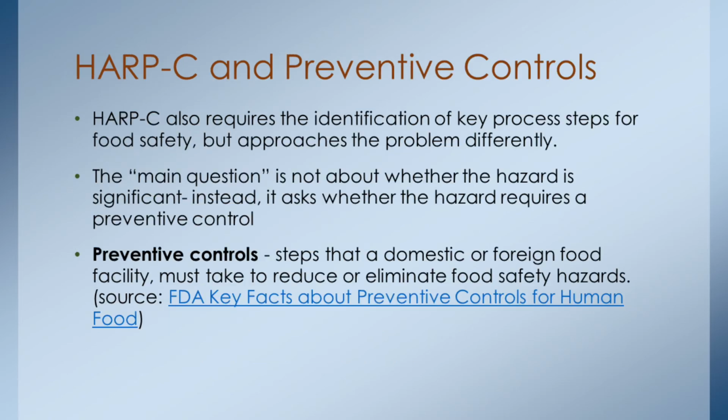All right, now that we talked about HACCP, let's talk about HARPC. HARPC is very similar to HACCP in its goal. It's also trying to identify key process steps that are most important to food safety. But like I said, it does things a little bit differently. The main question is not whether something is so critical to food safety that its failing would compromise the overall safety of your product. It's just whether or not that hazard requires a special control of some kind.